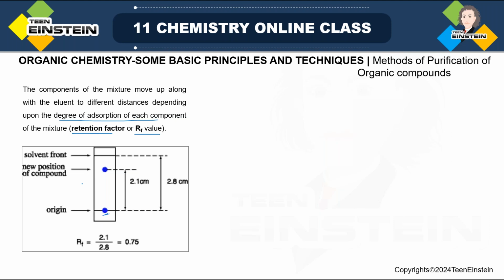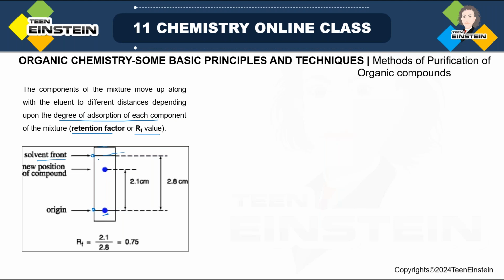And just for simplicity, here we have taken it as if it is a single compound. Now, after elution of the solvent, suppose this is the solvent front. So this is the starting point, that is the origin, and this is the point where the solvent moved up to. The experiment should be done in such a way that when the solvent reaches almost the end, it should not touch the terminal position of the plate; it should stop somewhere here. Okay, it may be 1 centimeter or 0.5 centimeter like this.